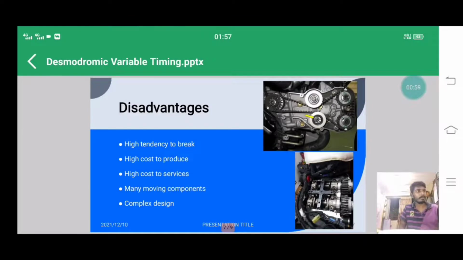As for the disadvantages of DVT, desmodromic variable timing, it has a high tendency to break, high cost to produce, and high cost to service, which involves so much costing. Mainly there are many moving components, and lastly it has a very complex design.